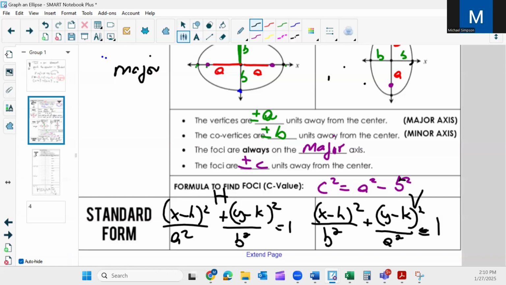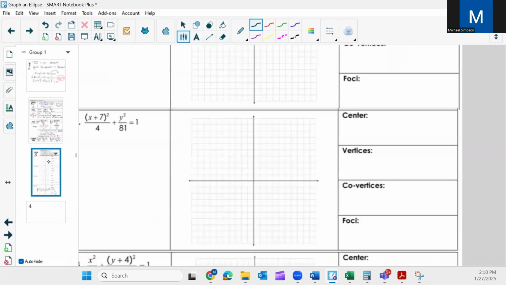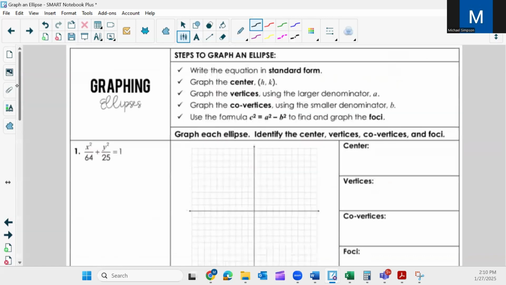Good. All right. Let's try an example real quick. Okay, when we graph these things, first thing you want to do is make sure the equation is in standard form. These are in standard form, so we don't have to worry about it. But sometimes it's not given in standard form.